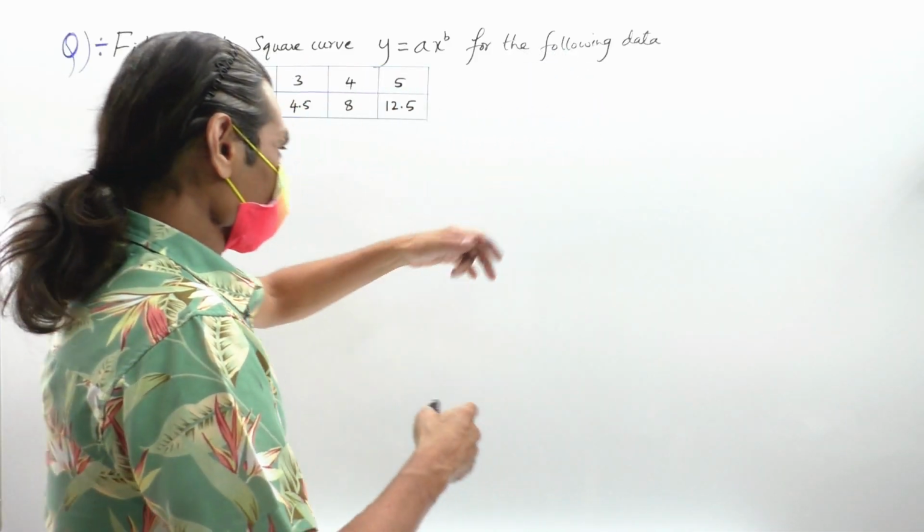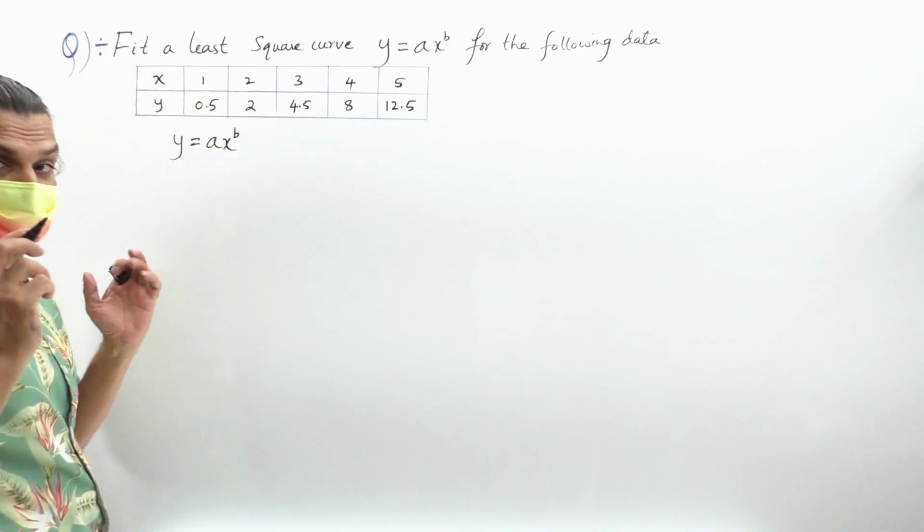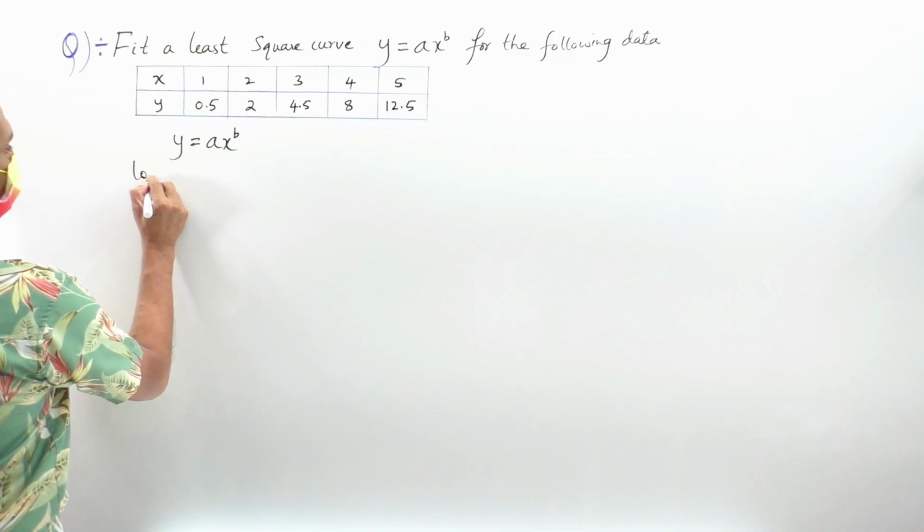So, okay, let us move on to this now. So, we have y is equal to a x to b. So, first what we do, as we discussed, I write directly here, apply log on both sides.